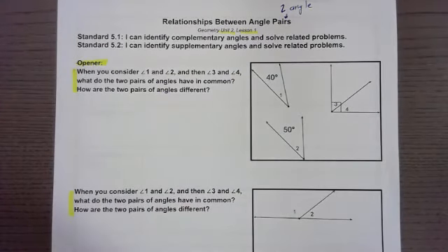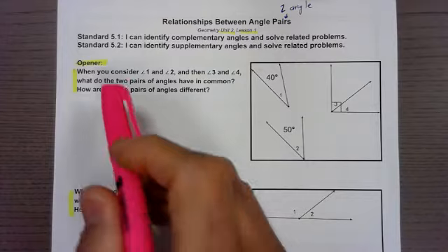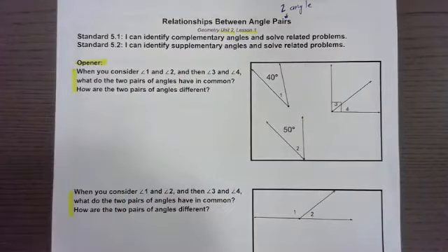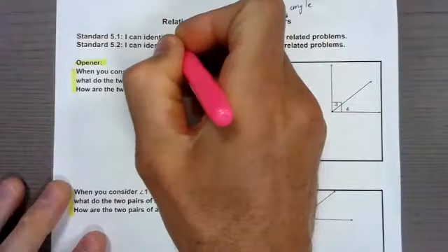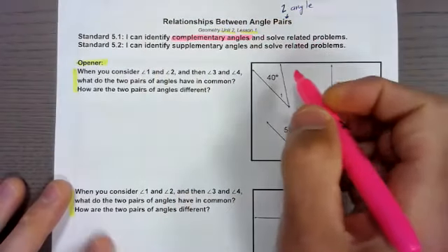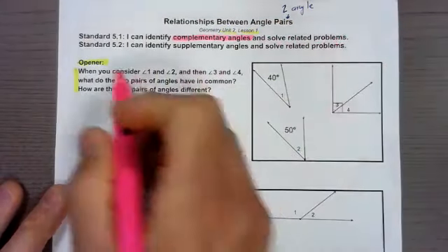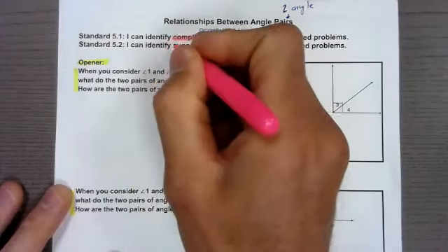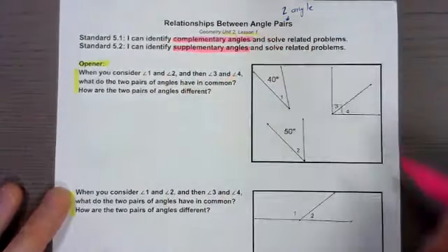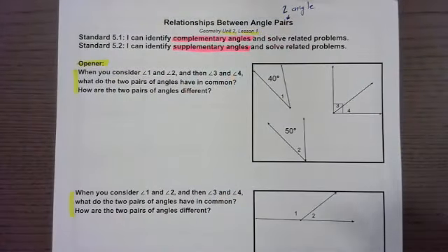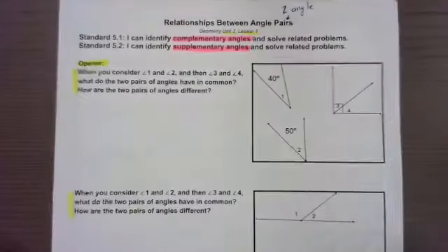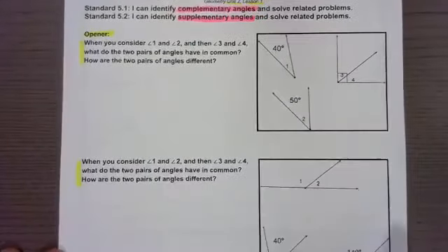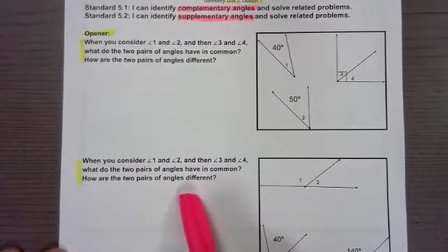Our first two standards for this lesson are standard 5.1: I can identify complementary angles. That's one of the big terms, and solve related problems. And 5.2 says I can identify supplementary angles. That's the second big term, and solve related problems as well. For the opener, I'm going to ask y'all to take a look at it, pause the video, and see if you can answer these two sets of questions down here.